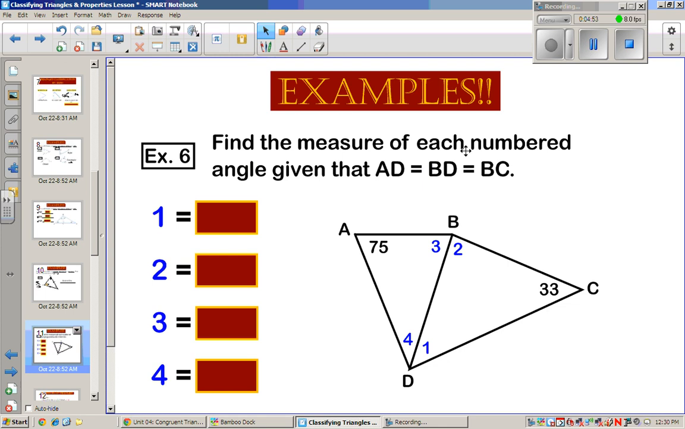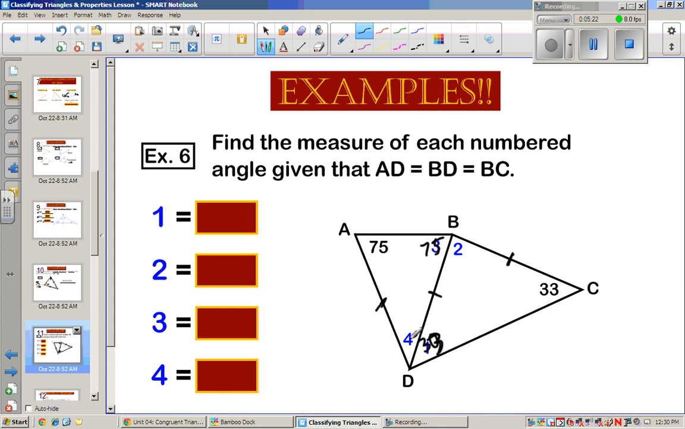When you think you have it, the thing we need to know is AD is congruent to BD, which is congruent to BC. Since these two are congruent, angle 3 has to be 75, because those would be the base angles. In this other triangle, these two sides are congruent, so the angles opposite would be 33 and 33.